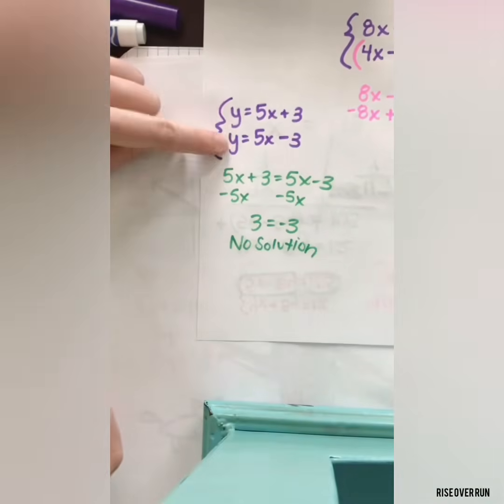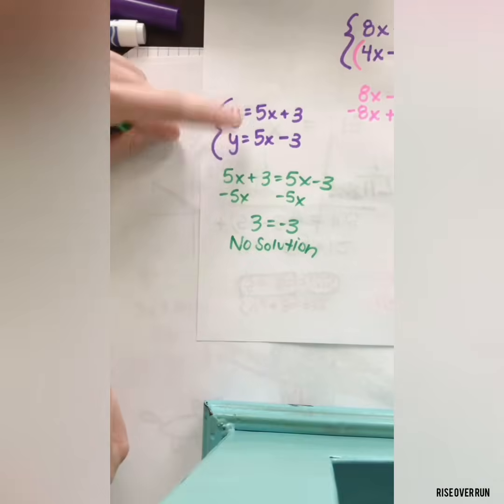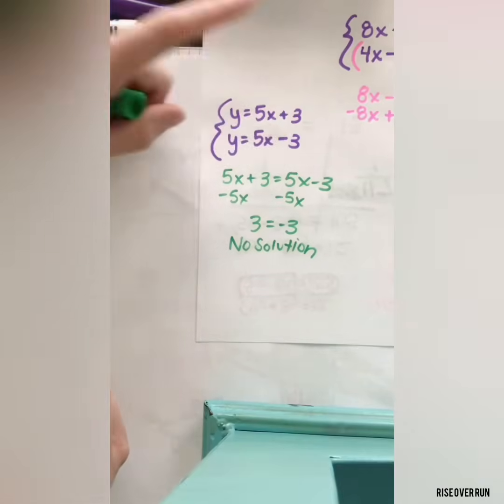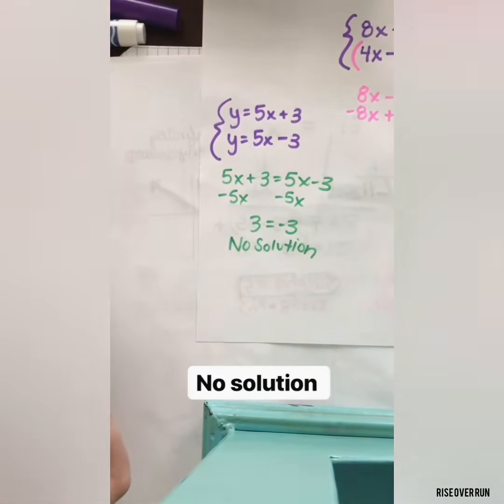If you were to think about what these lines look like on a graph, they have the same slope but different y-intercepts. Those are parallel. They'll never intersect, and that's why they have no solution.